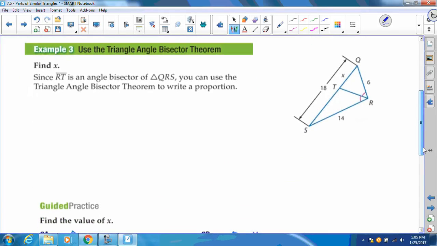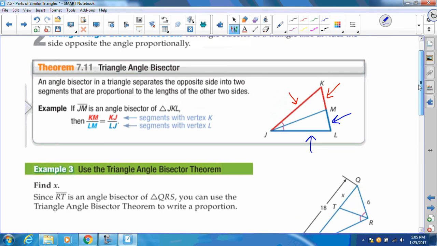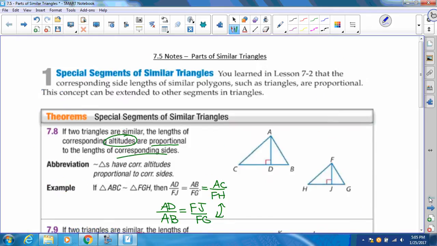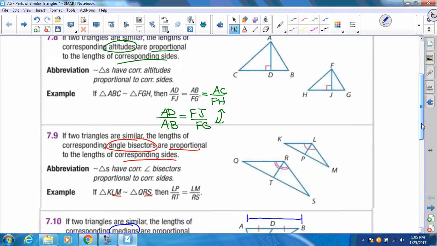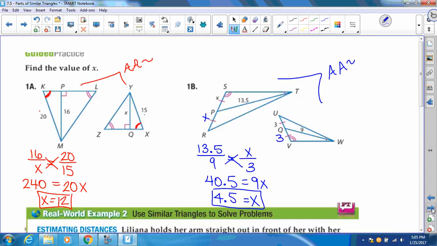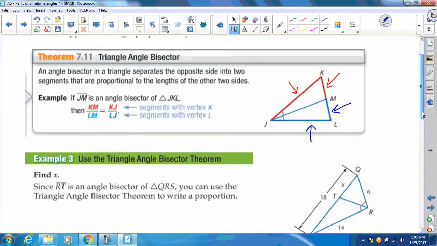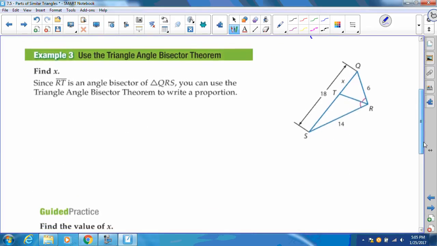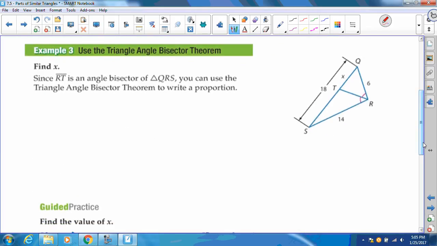So especially, and this is true when you only have one triangle. So notice on the ones we did at the beginning on this page, we're talking about when you have two triangles for this angle bisector one. You have two triangles, and that's how you can set up a proportion. But now what we're saying is you can actually set up a proportion in one triangle if you have an angle bisector. So the triangle angle bisector theorem is taking the part.